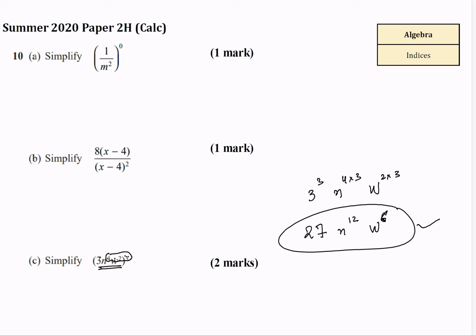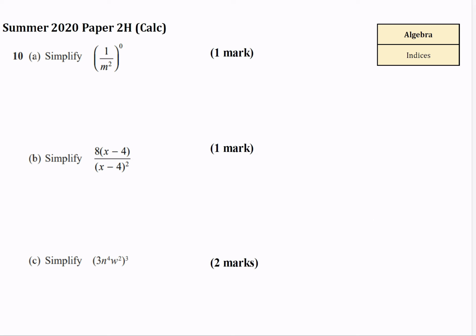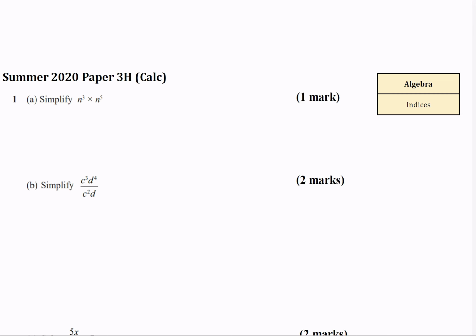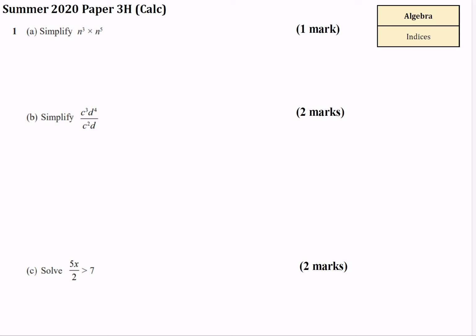Next part. Now let's look into this question. It's very simple again. Adding the powers together because of multiplication. 5 plus 3 is 8. c cubed d to the 4. 3 minus 2, 4 minus 1. 3 minus 2 is 1.